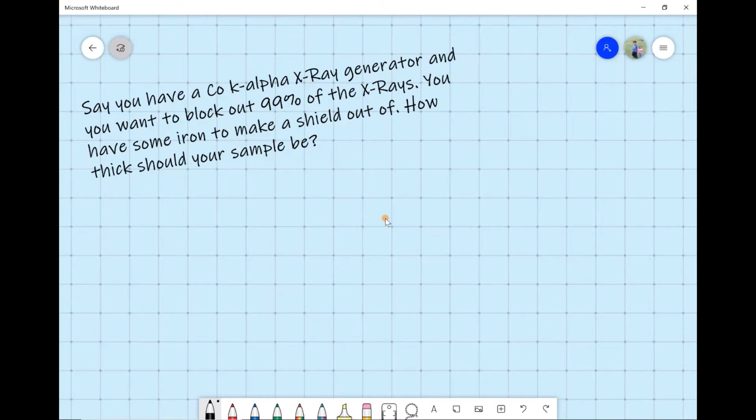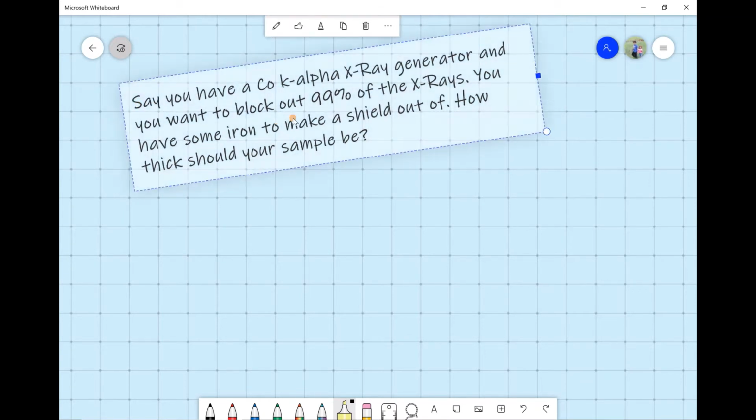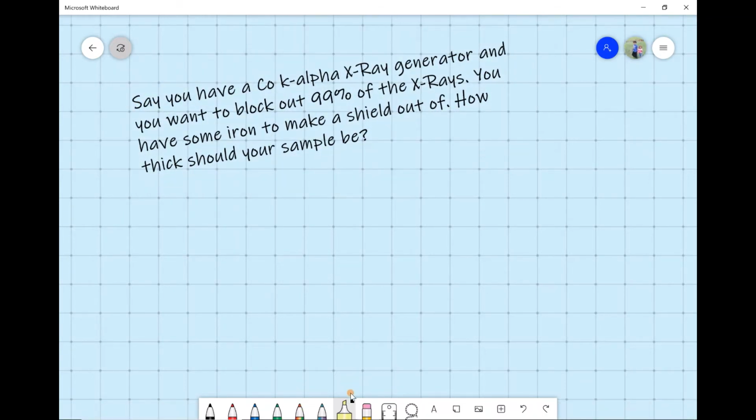Right, so I have a problem we're going to work through, and I'll read it along with you. So say you have an X-ray generator, and you want to block out 99% of the X-rays, so you want to shield yourself pretty well. And so let me use my highlighter here. So 99% of the X-rays. You have some iron, and you want to make a shield out of this iron. And how thick should your sample be? And so we're going to use the Beer-Lambert law.